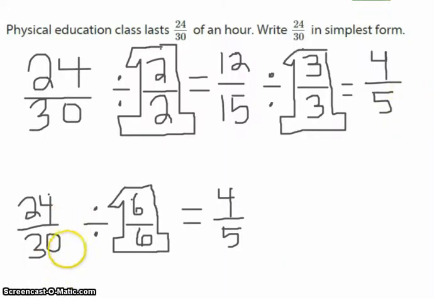Now, if you can look at 24 and 30 and know that the largest factor that will divide evenly into both 24 and 30 without a remainder is 6, because you know that 6 will go into 24 4 times, and 6 will go into 30 5 times, that will give you the simplest form faster, but either way, you're going to get the same answer.